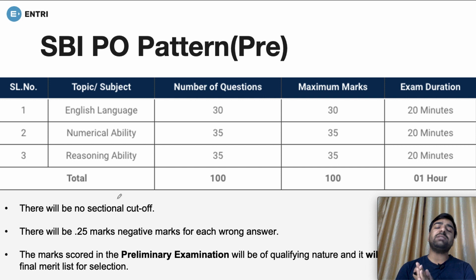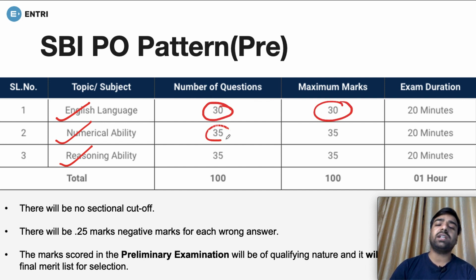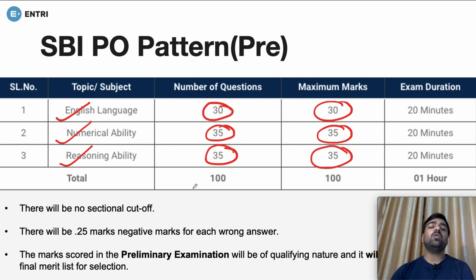Talking about the SBI PO pattern, in the prelims part there are 3 sections. The first one is English language, then numerical ability, and finally reasoning ability, where the total time duration is 60 minutes, or rather 1 hour. For English language, there will be a total of 30 questions of 30 marks. From numerical ability, there will be 35 questions, again of 35 marks. Reasoning ability, again 35 questions and 35 marks. So overall there are a total of 100 questions of 100 marks, and the total time duration will be 1 hour.